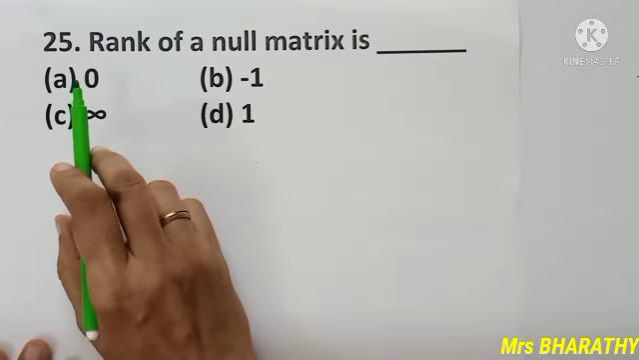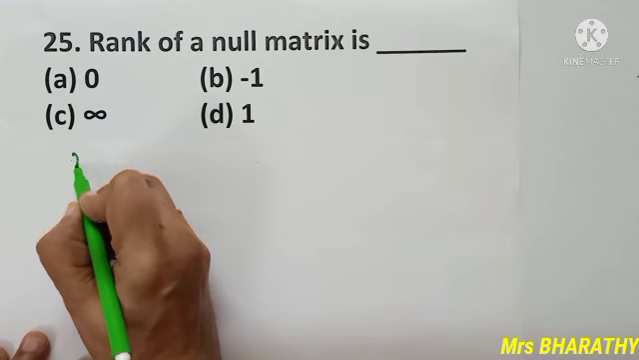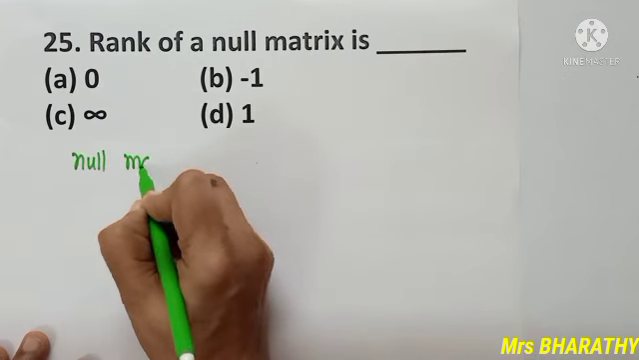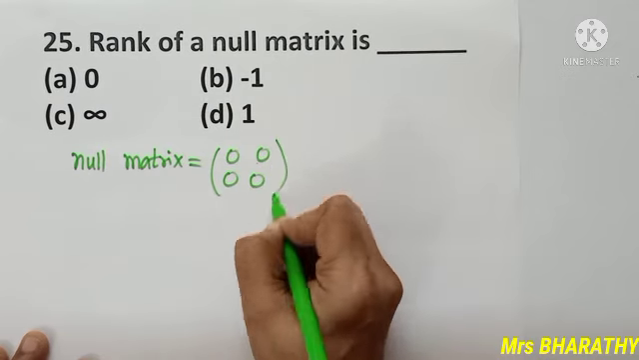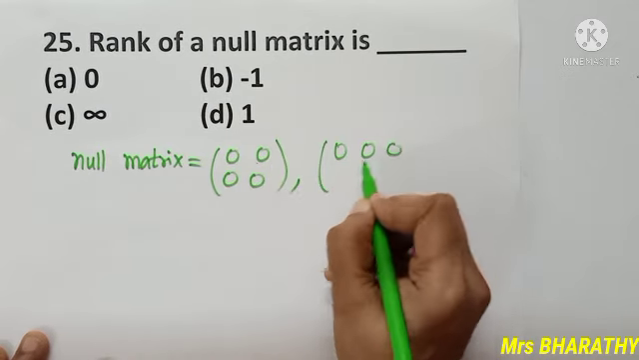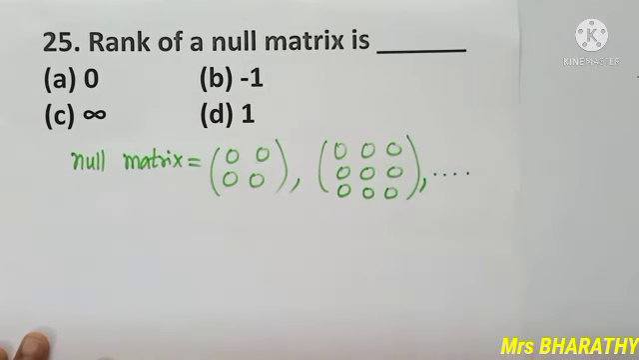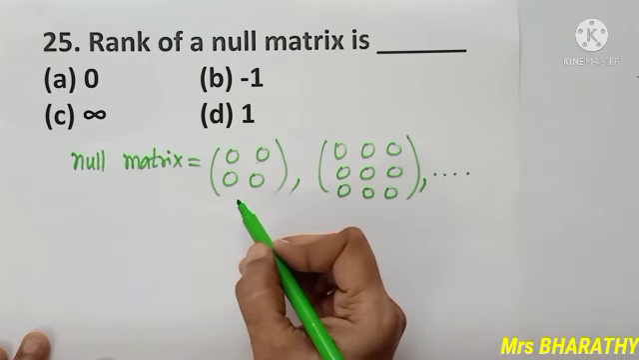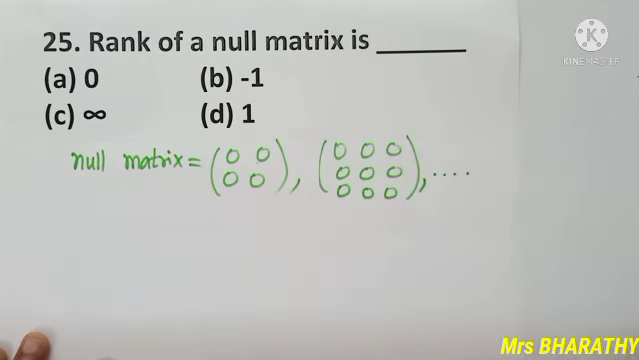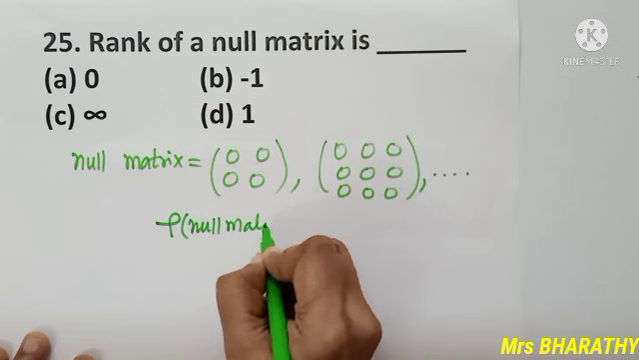Question number 25. Rank of a null matrix. A null matrix is nothing but a matrix where every element is 0. Something like this. Or I can even write a third order one and so on. In every case, the determinant value is always 0, whatever may be the order. So we will declare the rank of a null matrix is 0.